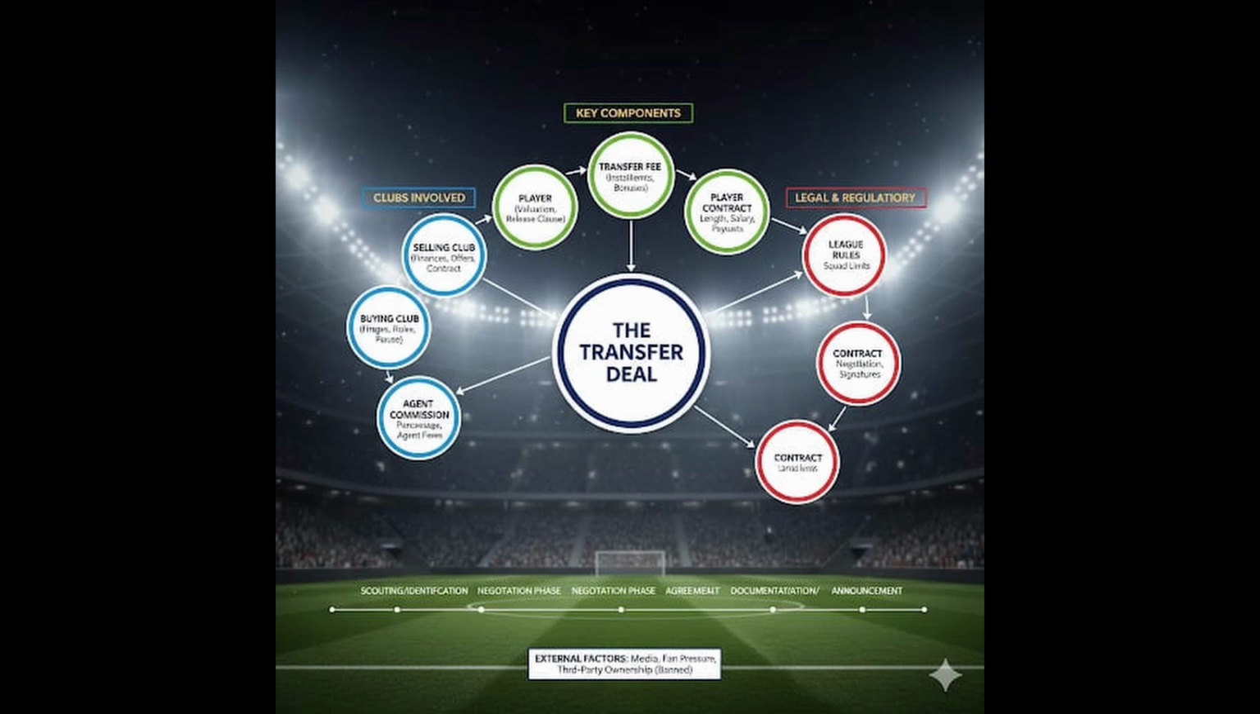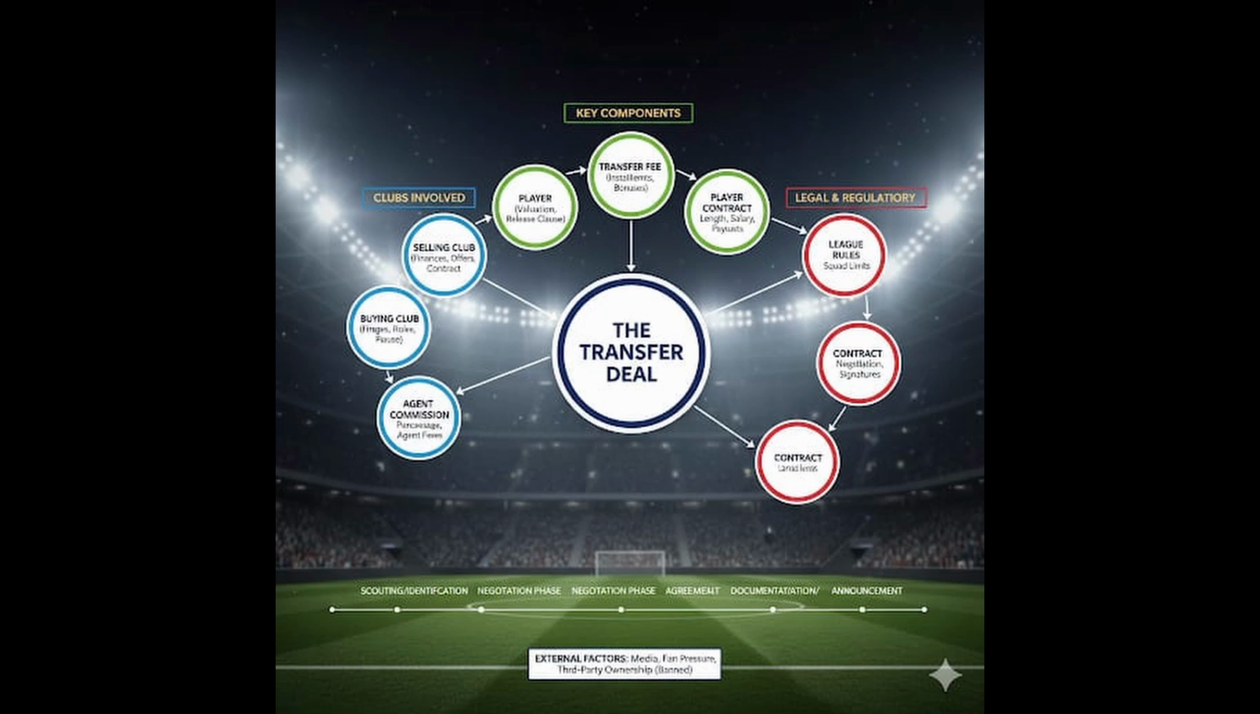Now, let's talk about the money. The transfer fee is what the buying club pays the selling club. This can include installments, add-ons, or even bonuses depending on performance. On the legal and regulatory side, there are league rules such as financial fair play, squad limits, and registration rules. Then comes the contract paperwork, medical tests, negotiations, signatures, and final registration with the league.